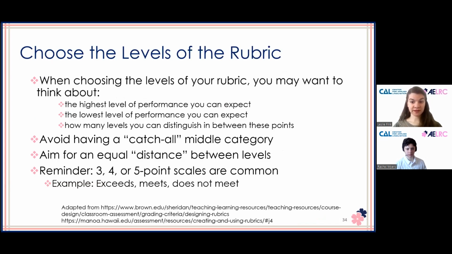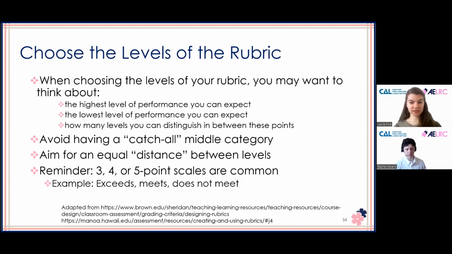Next, you want to choose the levels of your rubric. You may want to think about the highest and lowest levels of performance you can expect and how many levels you can distinguish in between those points. When choosing the number of categories, you want to avoid having a catch-all middle category, which you may notice happening once you use the rubric. So if you notice that, think about how you can break up that category to distinguish more between performances.